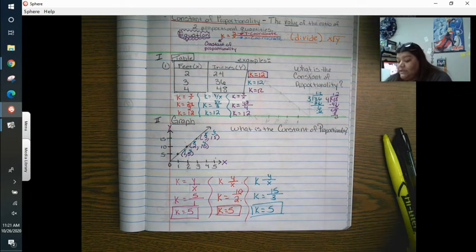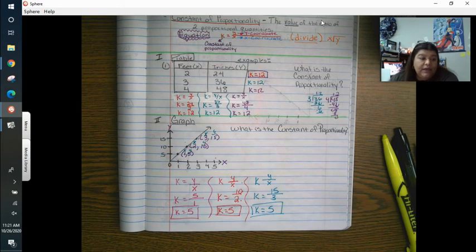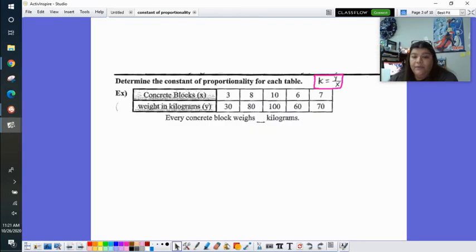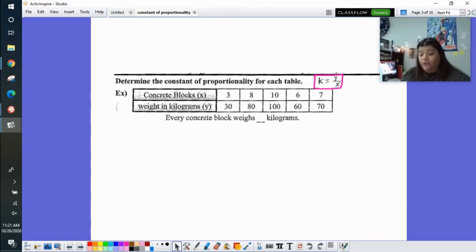We could do some more examples. Let's do some more examples with you. And let me go ahead and see what I have for you here. There we go. Okay. So you're going to get a table, something like this on your chart, on your Google form. You don't have to write these down. Okay. They're just some bonus problems that I have written for you. Okay. So here, determine the constant of proportionality for each table, and I even wrote it down there. K equals Y over X.